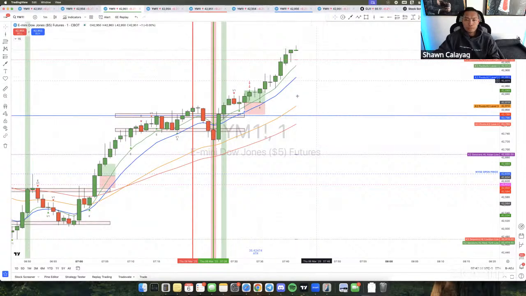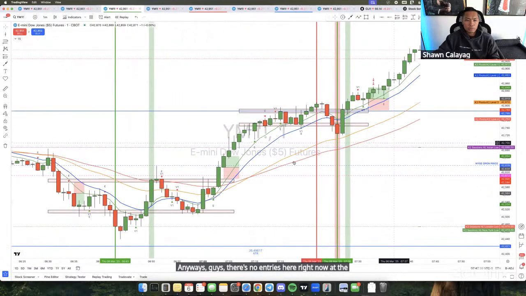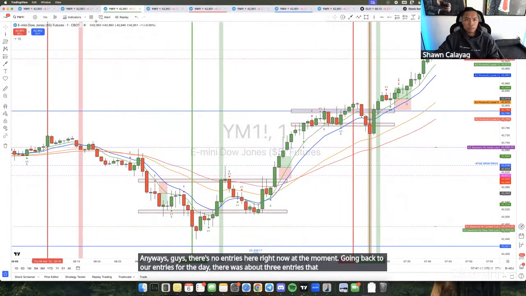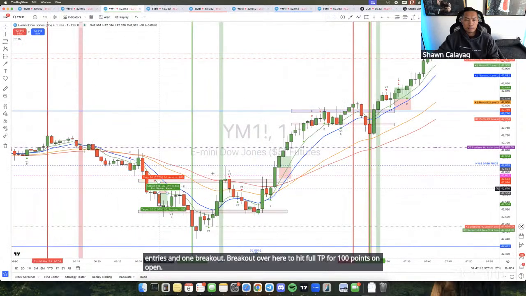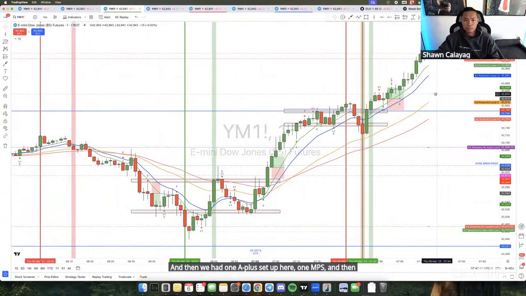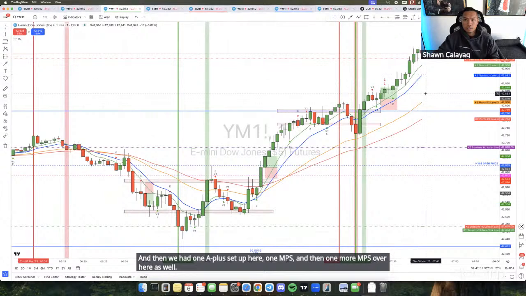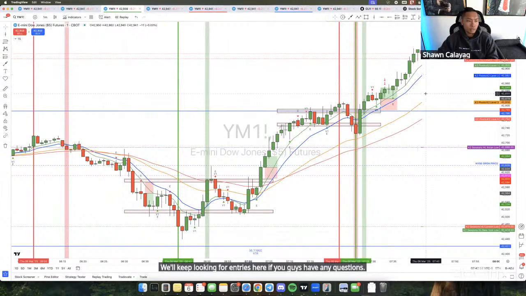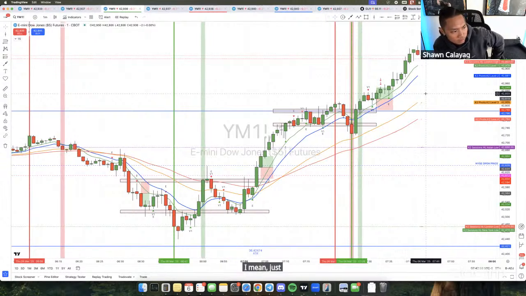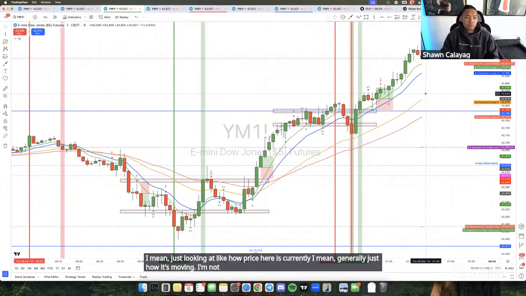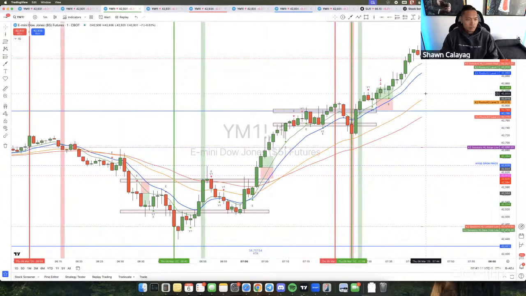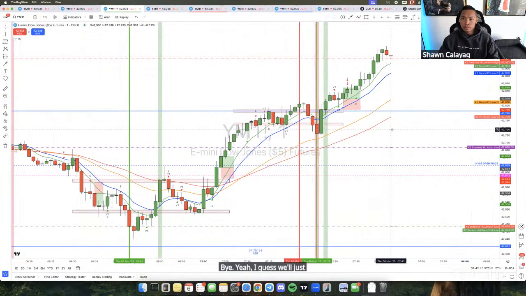All right, anyways, guys, there's no entries here right now at the moment. Going back to our entries for the day, there's about 3 entries that came up. So 3 entries and one breakout. The breakout over here hit full TP for 100 points on open. And then we had one A plus setup here, one MPS, and then one more MPS over here as well. We'll keep looking for entries here. If you guys have any questions, feel free to hop into the chat. Otherwise, just looking at how price is currently moving, I'm not really expecting another opportunity here just yet. But yeah, we'll keep looking to see if there's anything that may come up.